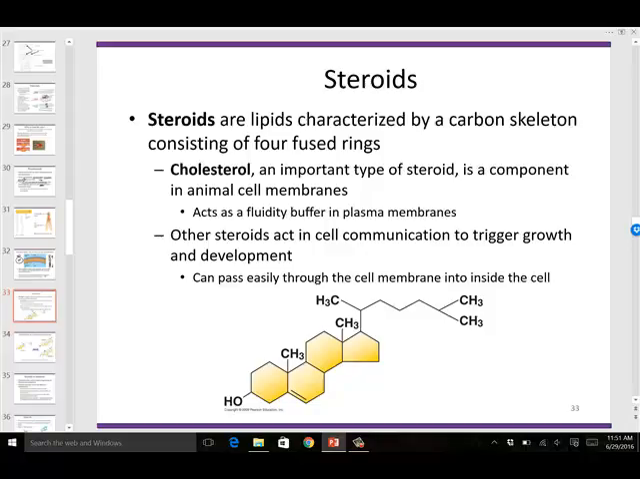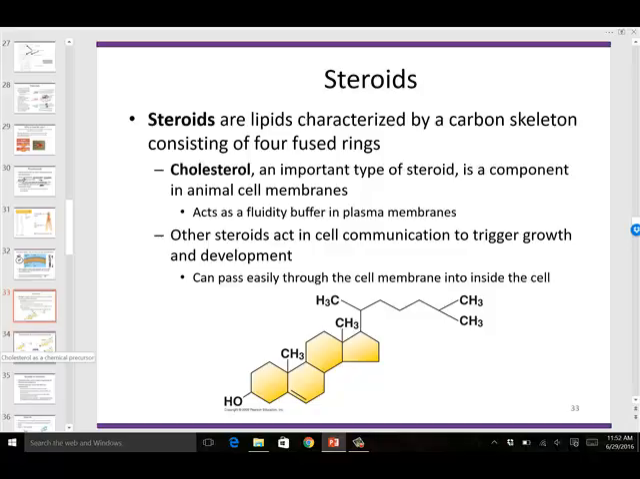Now, besides cholesterol, other steroids, one of their major functions is to act in cell communication and trigger those cells to grow and to develop into different cell types. Part of the reason is these steroid hormones, as they're called, can very easily get through cell membranes. They can easily slip through those phospholipid bilayers into the cell and trigger the cell to change its behavior.